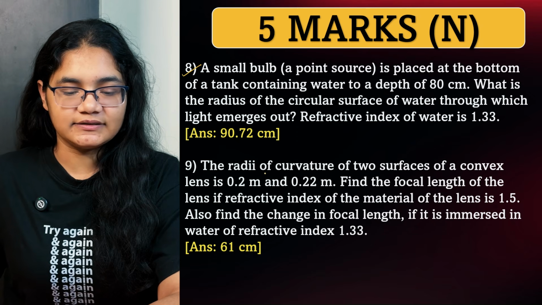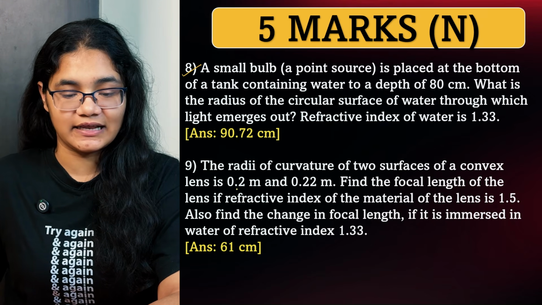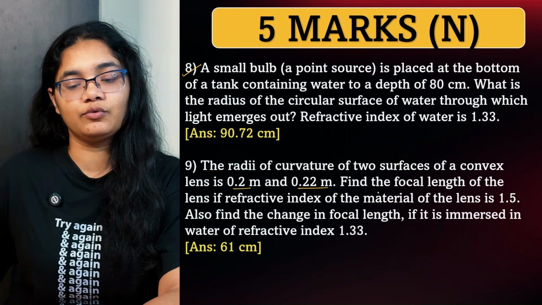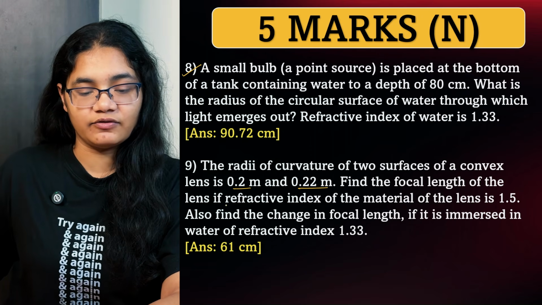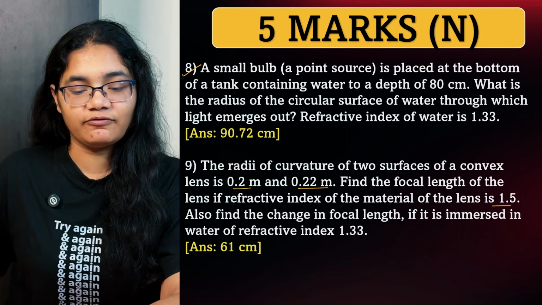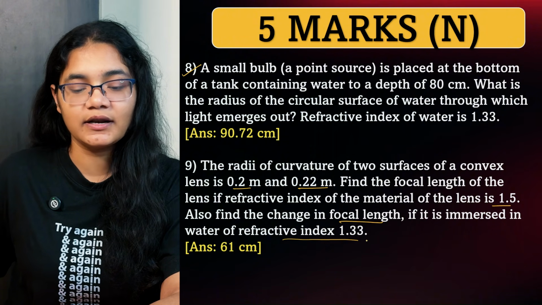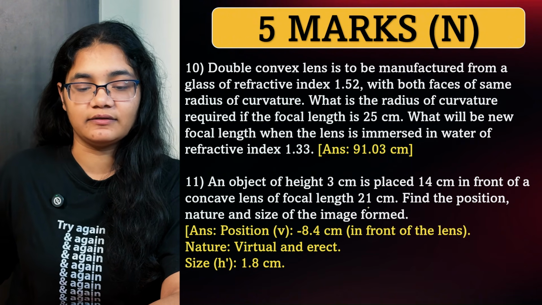Next, the radii of curvature of two surfaces of a convex lens are 0.2 meter and 0.22 meter. Find the focal length of the lens if the refractive index of the material of the lens is 1.5, and also find the change in focal length if it is immersed in water of refractive index 1.33.